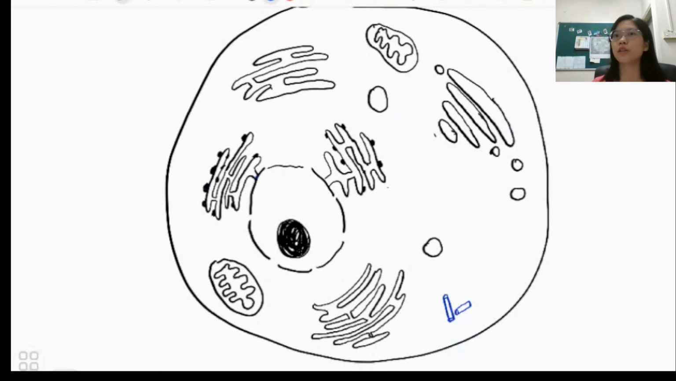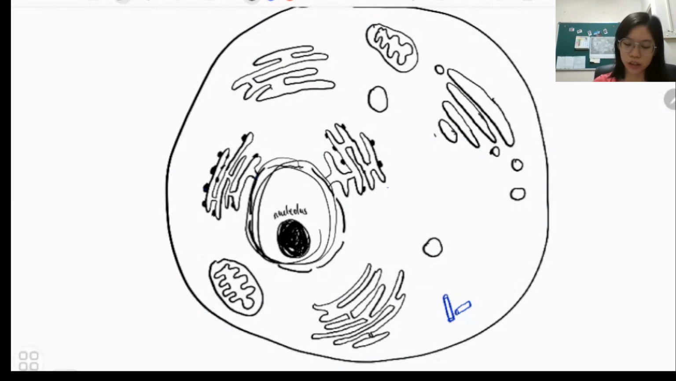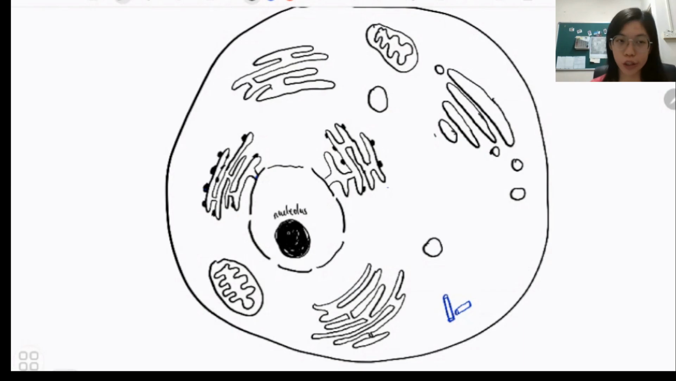Normally when you want to locate a nucleus, you aim to find the one that is a darkly stained circular region. The nucleus contains the nucleolus, which is this darkly stained region. This is called the nucleolus. But the circle that's surrounding it is the nucleus. So this huge thing right here is the nucleus. Inside this darkly stained region is the nucleolus.